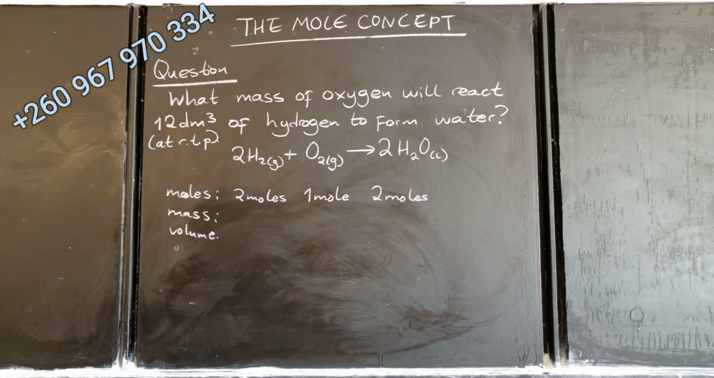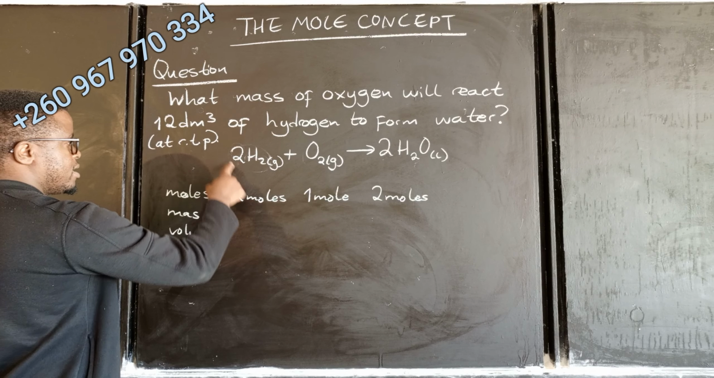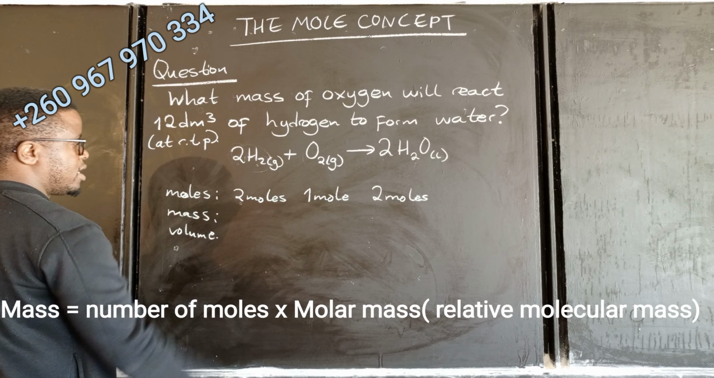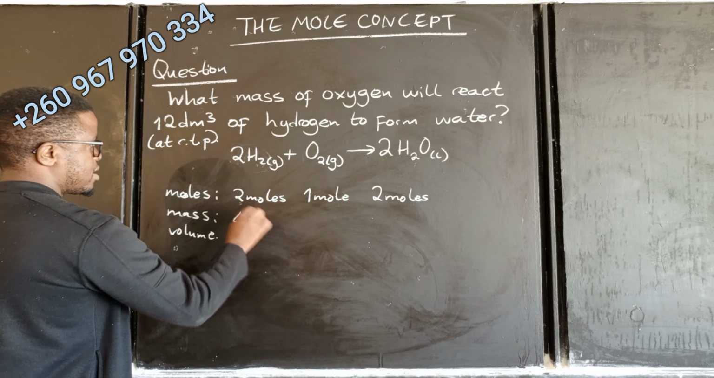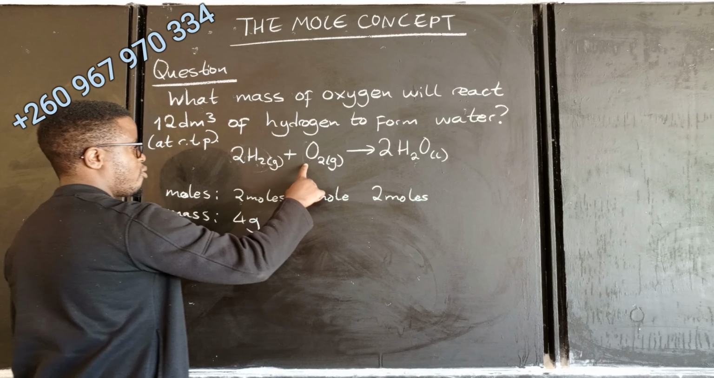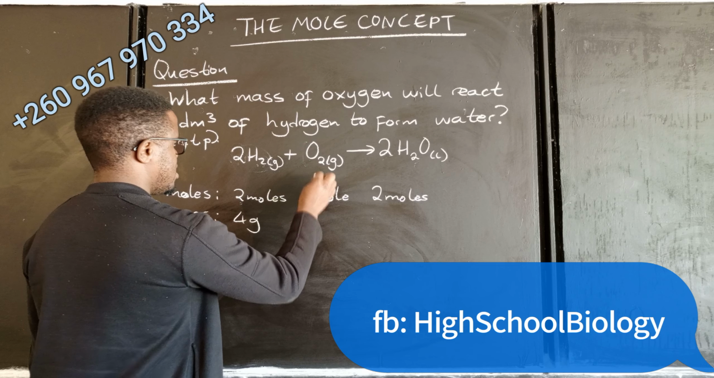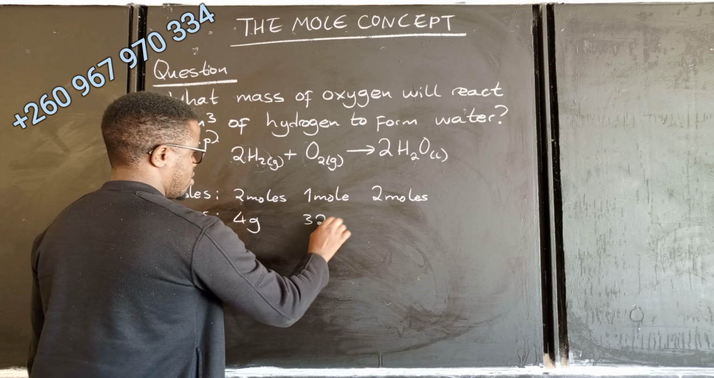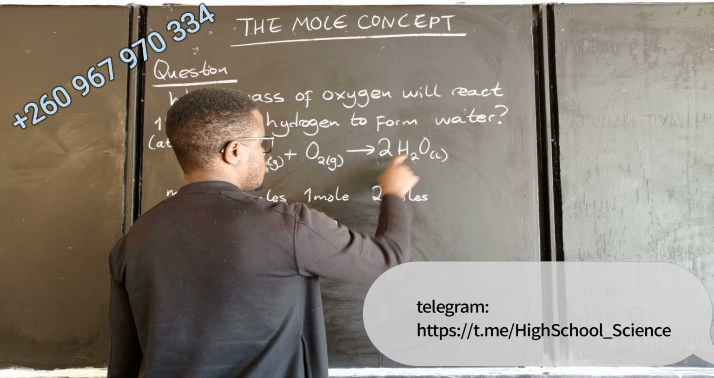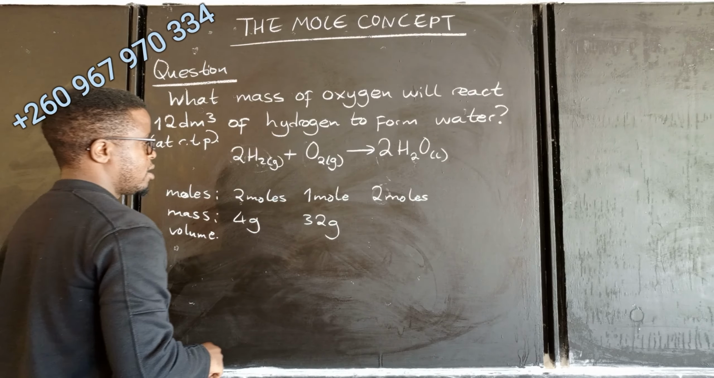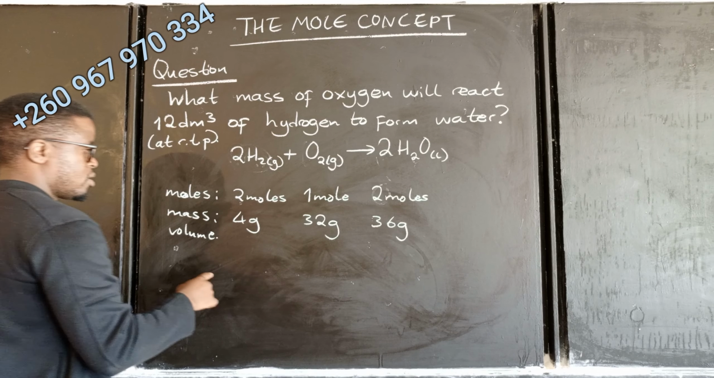When you look at the masses, to get the mass, I multiply the number of moles by the relative molecular mass. So that's 2 by 2, which is 4 grams. For oxygen, we have 1 mole, so 1 by the relative molar mass will give us 32 grams. For water, 2 moles, so 2 by the relative molecular mass of water, which is 18, gives us 36 grams.